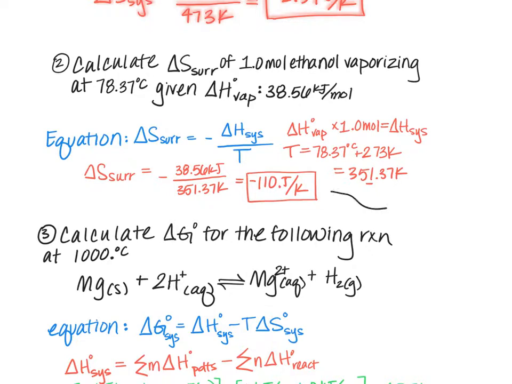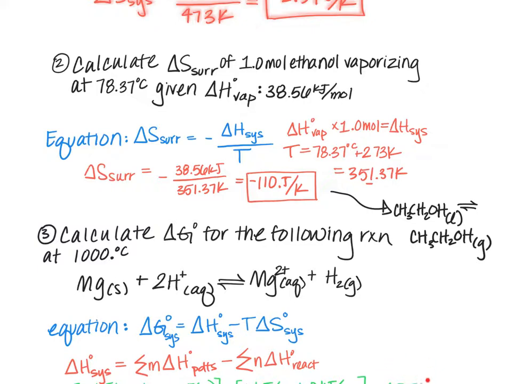Let me put it down here. Ethanol, CH3CH2OH. Liquid is in equilibrium or changing into the gaseous phase. So that is the reaction that's happening, and that corresponds with a delta H of vaporization of 38.56 kilojoules per mole. Since there is 1 mole of ethanol that is vaporizing, I can simply take my delta H of vaporization and multiply it by 1 mole.